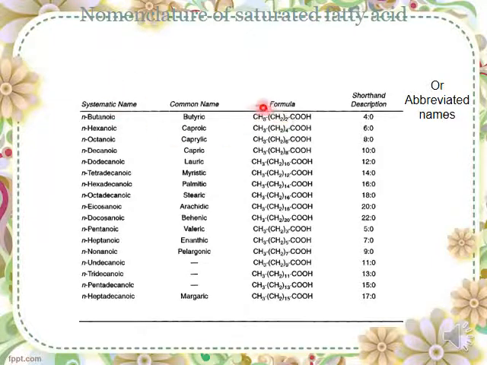Okay, so this is omega carbon. Then the subsequent is omega 1, omega 2, carbon omega 1, carbon omega 2, and so on.